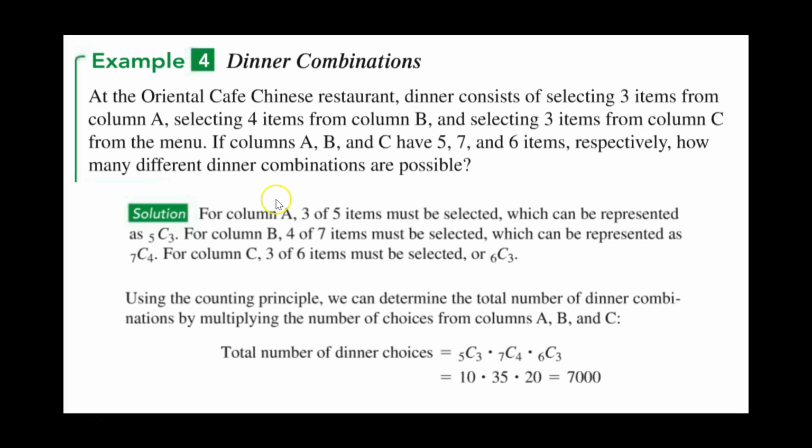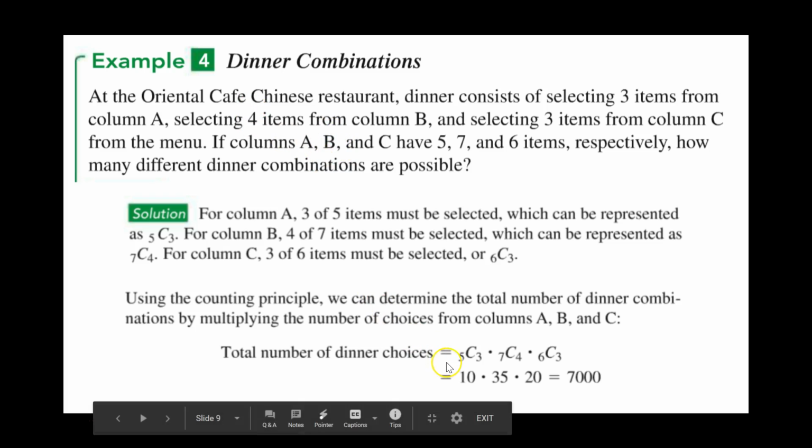So here, 5 and 3, remember, for A, we have 5, with 3 items for A. So big number first, and then the second number. For B, we have 4 out of 7, so we have 7 and 4. And then for C, we have 3 out of 6, 6 and 3. So here's the 6, here's the 3 for C, and 7 and 4 for B. So we're going to go back and do the counting principle since we have multiple combinations that we have to do. We get our answer, times this answer, times this answer, multiply them all together, and we get 7,000.